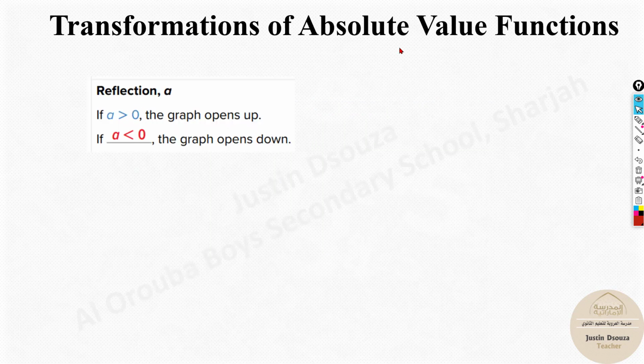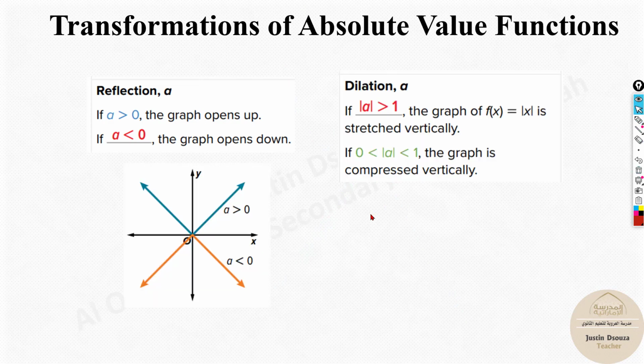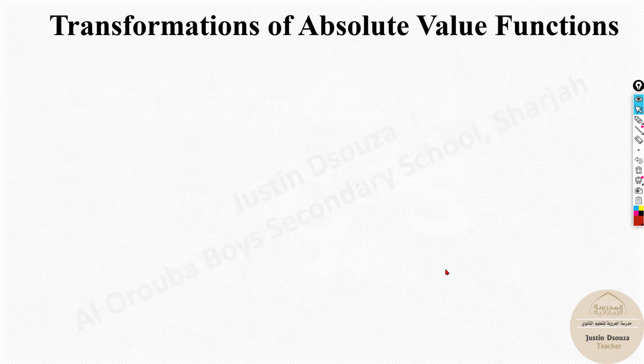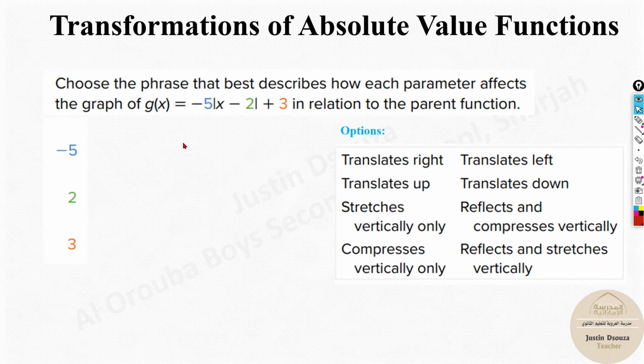When it's greater than 0, it's upwards, less than 0 is downwards. Opening downwards. It goes like this, opening downwards. Upwards means opening upwards. And what do we have over here? Dilation. If it's greater than, what happens with horizontal? Less than, it's down. So this is it. Now, okay, they have given us options. Choose the phrase that best describes each parameter. You should tell what is happening to each of these parameters. How does it affect this?